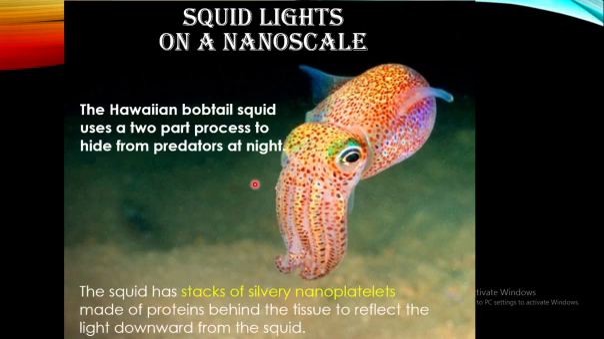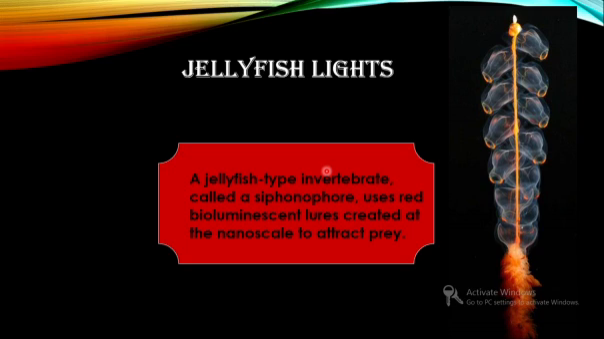Okay, so what is this mirror in squid made up of? That is another interesting thing. It consists of stacks of silvery nanoplatelets made up of a protein behind the tissue, and that can reflect the light downward from the squid. So when the predator tries to look at the squid, it will reflect the light onto the predator. So the predator's eye will be blinded due to the heavy light falling on it. That's how it escapes from the eyesight of the predator.